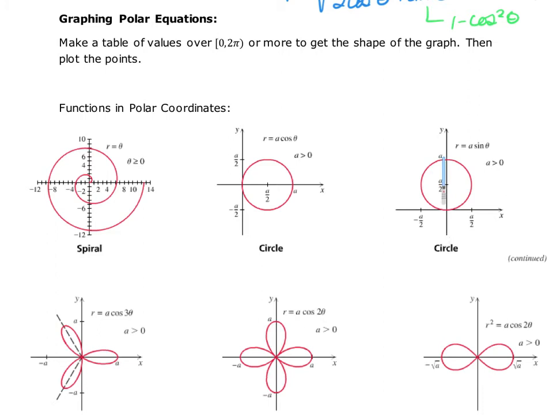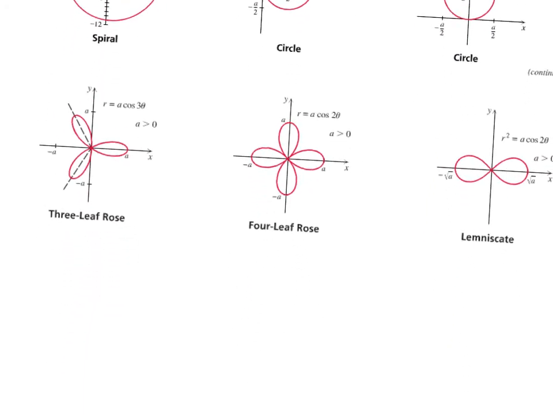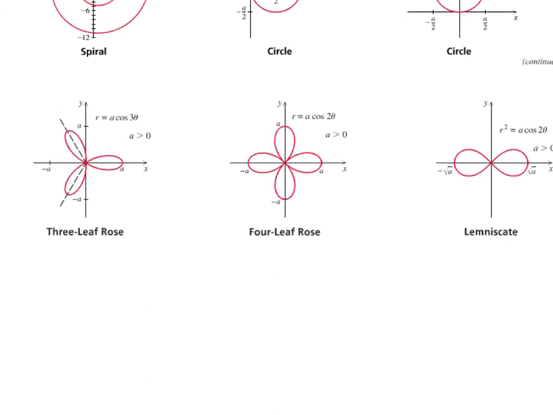If I have a sine theta, then it's going to be a circle that again has a diameter of a. Here's where the center is going to be. If a is negative, the circle would be on this side of the x-axis. A couple of other things that we get are the 3-leaf roses, where r is equal to a cosine 3 theta. And so we have these petals that go out to a distance of a, and it has 3 petals.